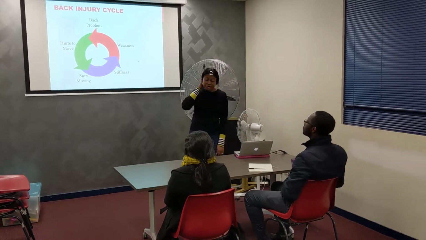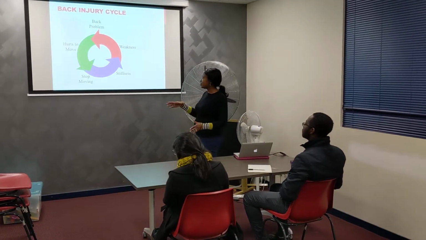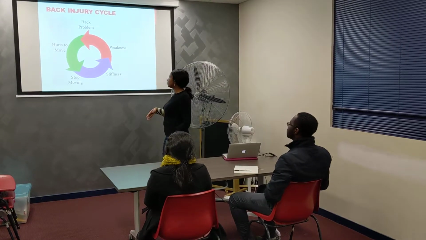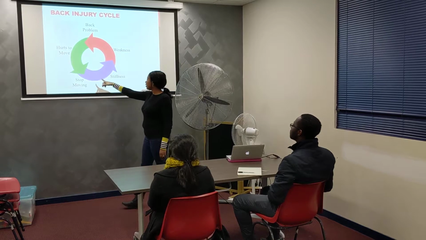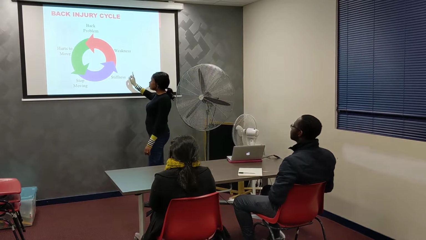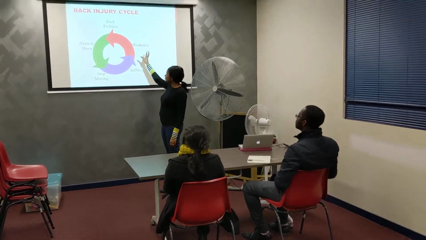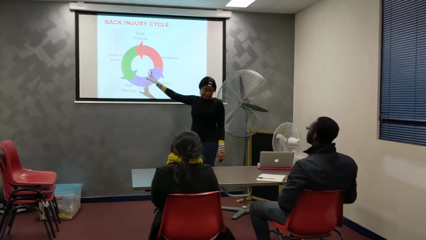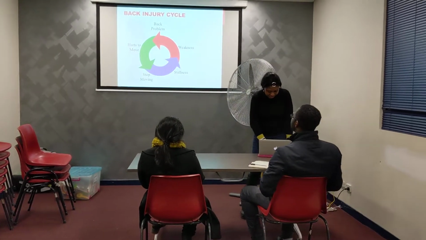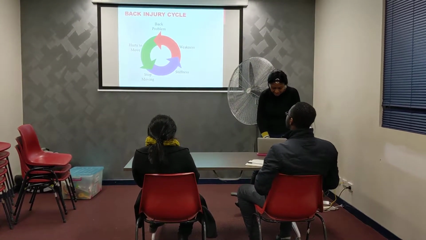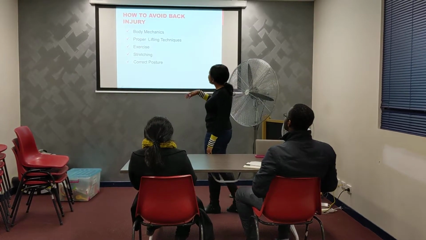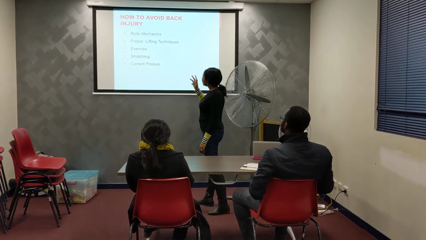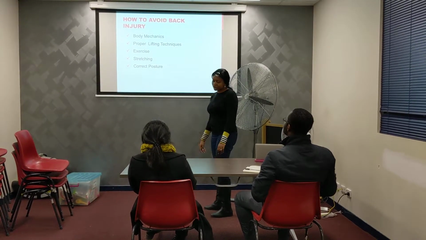The back injury cycle. I thought we would see how this goes so that we'll be more cautious. First it starts with a back problem, then it starts to hurt to move, then you stop moving and become stiff, and then you become weak. We definitely don't want to get to any of these points. So let's see how we can avoid back injuries: body mechanics, proper lifting techniques, exercise, stretching, and correct posture.